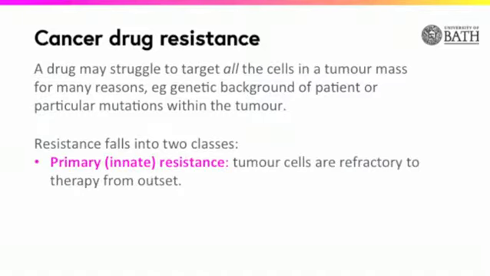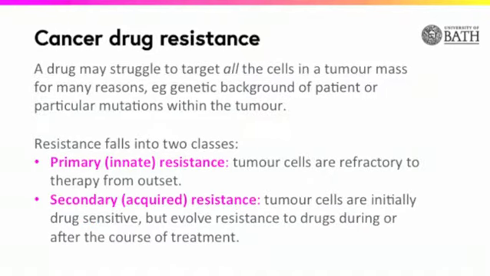So resistance itself falls into two major classes, and the first is primary or innate resistance. And this is where the tumor cells are actually refractory to therapy from the outset. And the second is secondary or acquired resistance. And this is where the tumor becomes resistant to the drug during the course of the treatment or shortly afterwards. Now, it's worth reminding you that you're probably familiar with some of these themes from things in the news about antibiotic resistance, and those follow similar mechanisms.